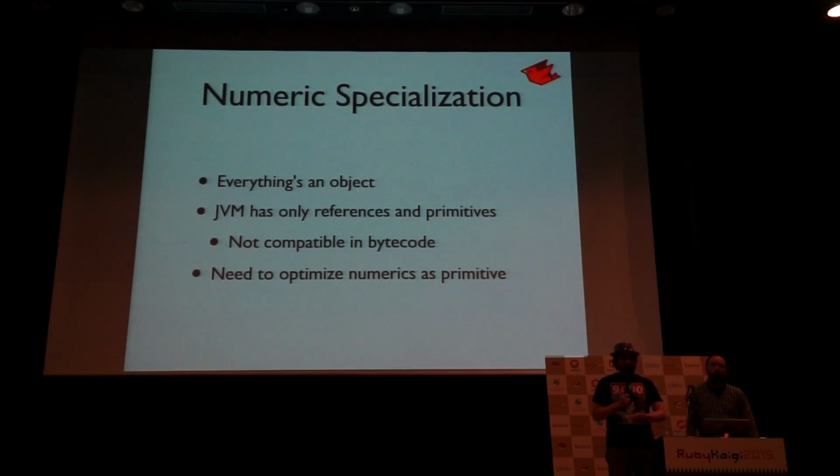But on the JVM, we have to pick. We have to pick either a lightweight number, a primitive value, or a reference. And when we compile to the JVM, we can't switch back and forth. We have to know ahead of time which one we're going to use. So in order to get good performance for numeric algorithms in JRuby, we need to be a little bit smarter and start specializing fixnums, floats, and so on to their primitive Java equivalents.